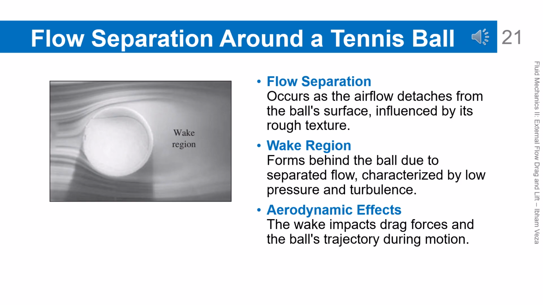The airflow around a tennis ball separates from the surface due to its rough texture. This separation forms a wake region behind the ball, characterized by low pressure and turbulent flow. This wake is the main contributor to the drag force acting on the ball. The flow pattern also affects the trajectory of the ball during motion. This example shows the direct relationship between surface condition, flow separation, and aerodynamic forces.